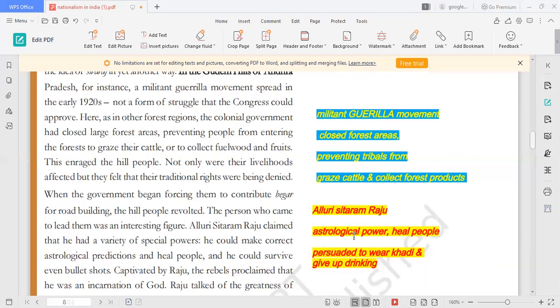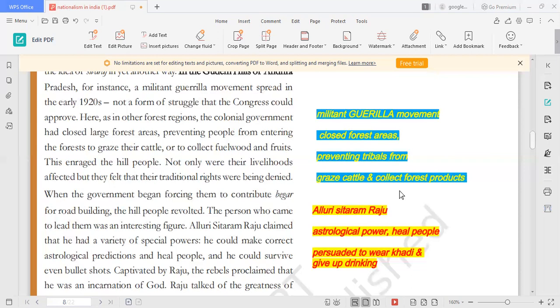He was inspired by Gandhiji's non-cooperation movement. He persuaded the people to wear khadi, which was Gandhiji's idea, and give up drinking, don't tell lies, and all. Alluri Sitaram Raju was leading these tribal people in Gudam Hills of Andhra Pradesh. The problem of the tribals was that they were not permitted to collect forest products and not permitted to graze their cattle. Free movement also was restricted. Alluri Sitaram Raju was leading these forest people.